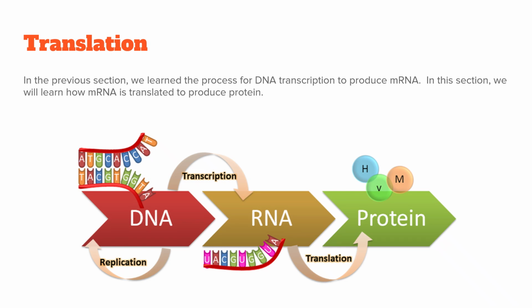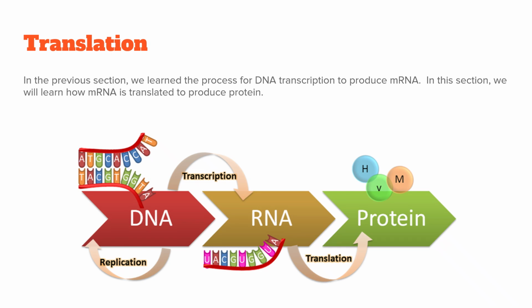Translation is the process of reading the mRNA sequence to assemble a chain of amino acids. It's called a polypeptide. The mRNA you saw produced by transcription is the template. The cell's decoder is the ribosome, and the adapters are transfer RNAs, which we now call tRNAs. And each tRNA has an anticodon that matches an mRNA codon and carries a specific amino acid.